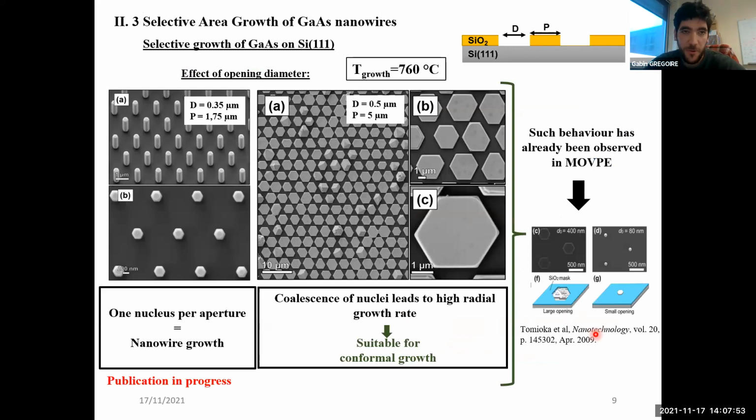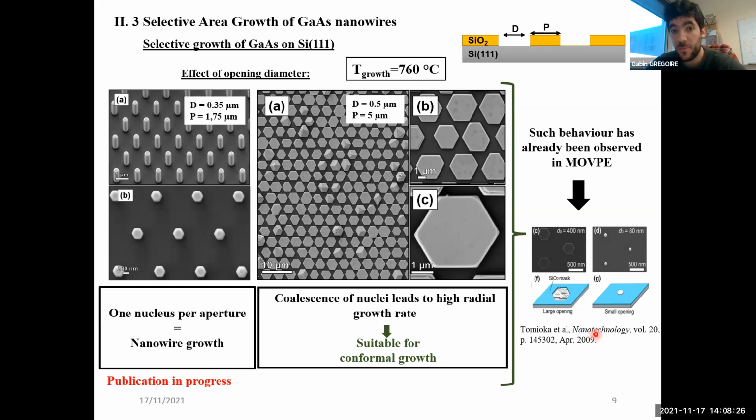Encouraged by those results with the growth of indium arsenide on silicon, we tried the growth of gallium arsenide on silicon. So here you have two different diameters of openings, and as you can see, for small openings we can have nanowires, with well-defined side facets. And the growth of the nanowire is also due to the nucleation of only one nucleus in the opening, which results in nanowire growth.